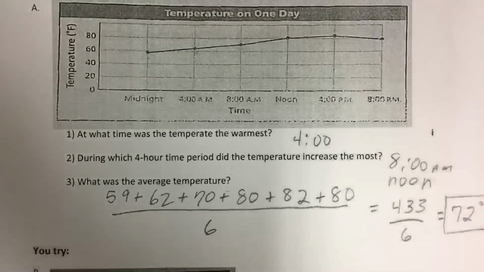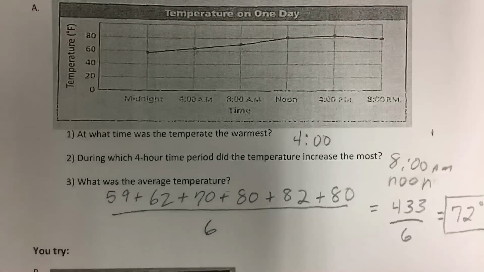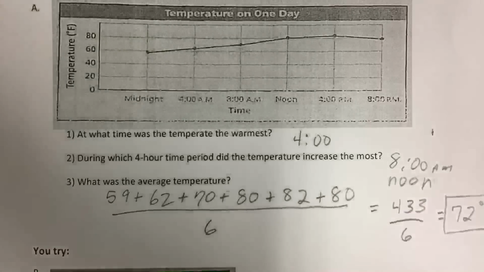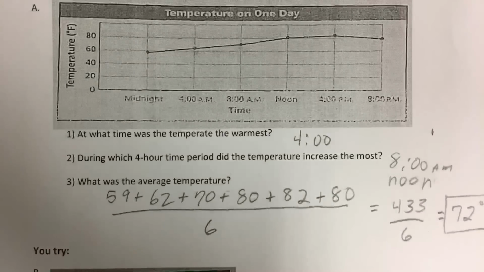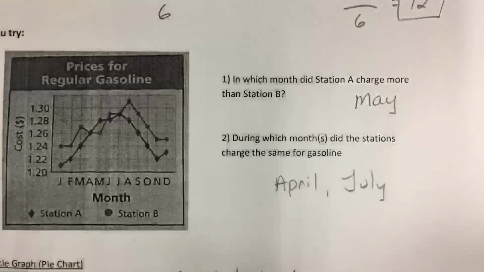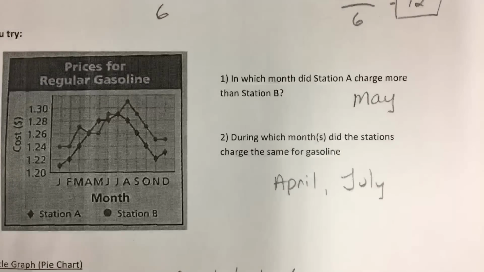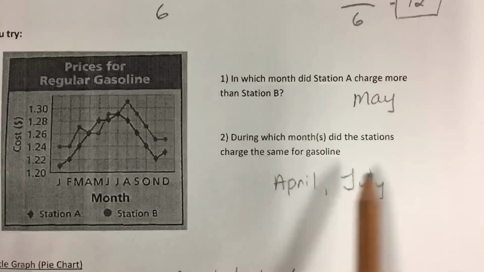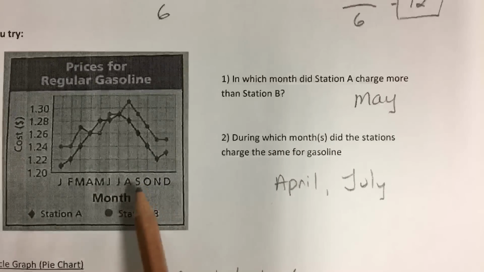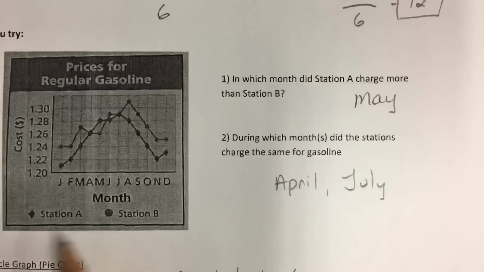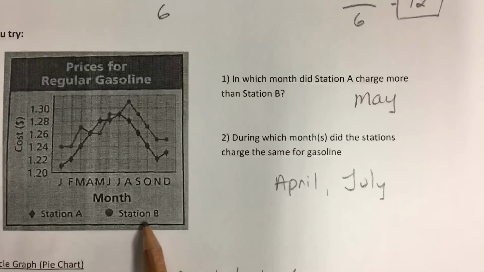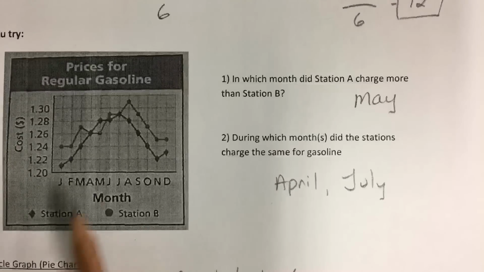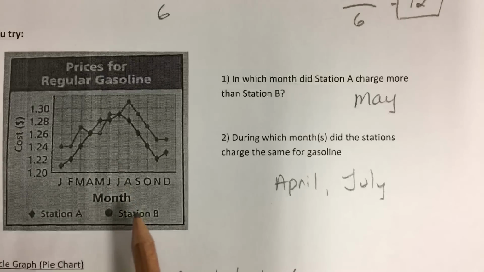So go ahead and try where it says you try B. Go ahead and hit pause. Okay, we're back, and you should have gotten these answers right here. It might be a little bit difficult to see on your paper, but if you follow, station A has the diamonds and station B has the circles. So that might help you find yours a little bit better if you were having trouble.